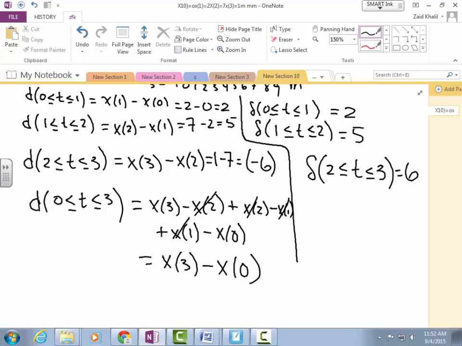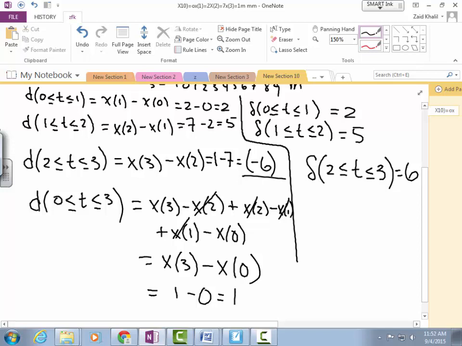So now what is x of 3 minus x of 0 equal to? What's x of 3? 1. What's x of 0? 0. And notice, we could have arrived at this by adding each of these individual displacements. 2 plus 5 is 7, plus negative 6 is 1.